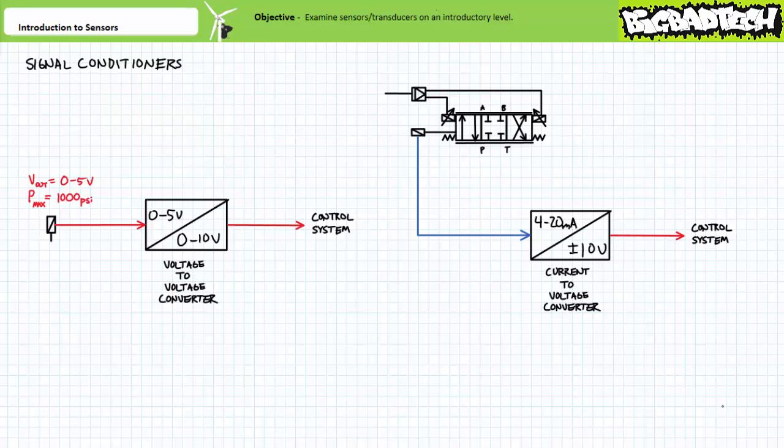Another example of a signal conditioner would be a current-to-voltage converter that reformats a 4 to 20 milliampere current output signal of a proportional valve spool position feedback into a voltage signal inside the range from negative 10 to positive 10 volts. Note this signal conditioner allows not only changes in magnitude and format, but also polarity.